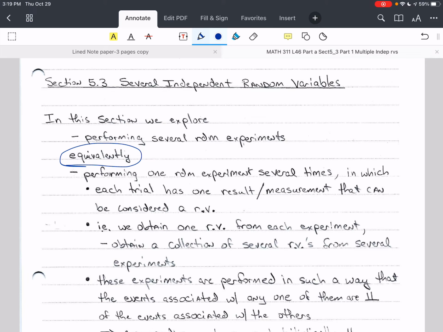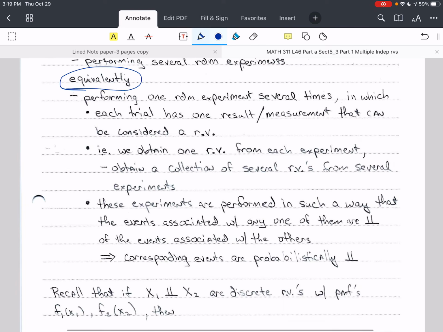And these experiments are performed in such a way that the events that are associated with any one of them are independent of the events that are associated with all the others. So this implies that corresponding events are probabilistically independent. Okay? So they are probabilistically independent.